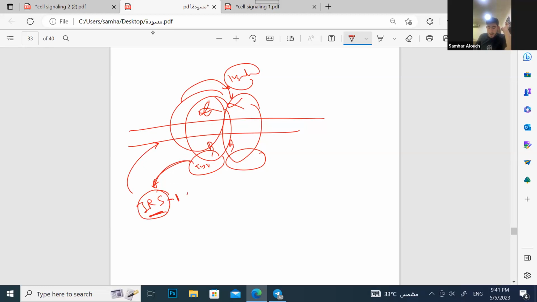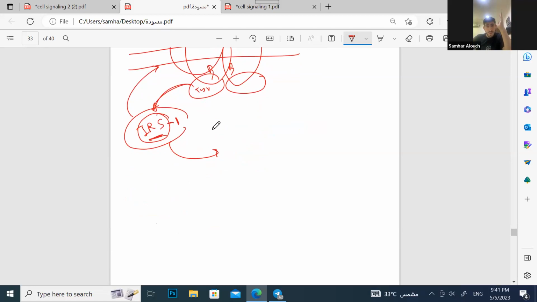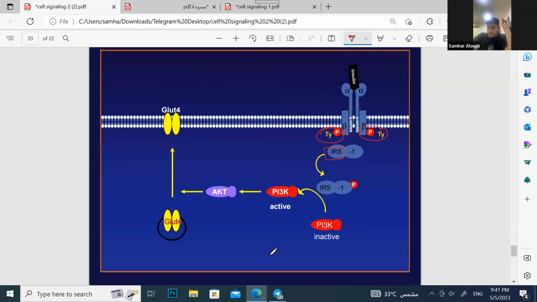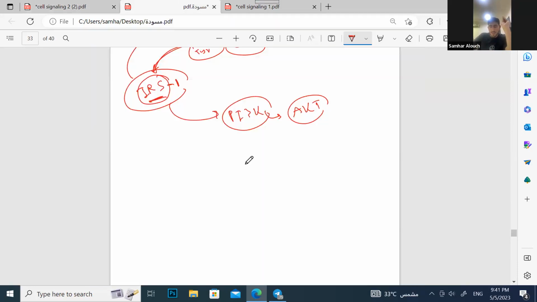It's IRS1 actually. And then IRS1 goes and activates a very important pathway that we talked about, which is the PI3K pathway. Once PI3K is activated, it activates AKT, as we said. And AKT here in insulin doesn't activate BAD. No, it goes to the GLUT4 inside the cell and makes it go to the membrane. So it allows glucose to go out of the blood into the muscles. And that's it. Let's recap.